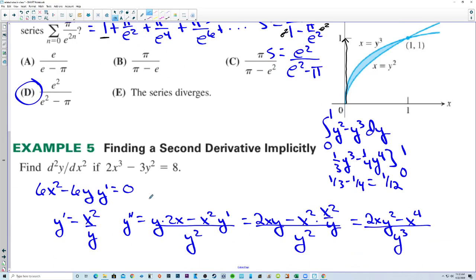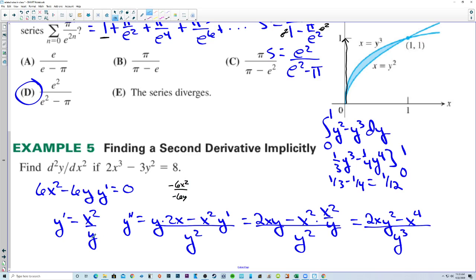Finding a second derivative implicitly. So we need the first derivative. And we get 6x squared minus 6y, and then times dy dx, or I guess when I did this I wrote y prime. So y prime is x squared over y, because we're going to subtract. So we have subtract the 6x squared and divide by the negative 6y. So that's where you get x squared over y.